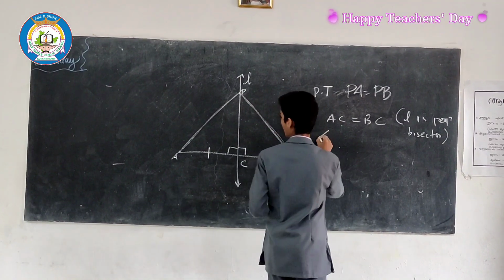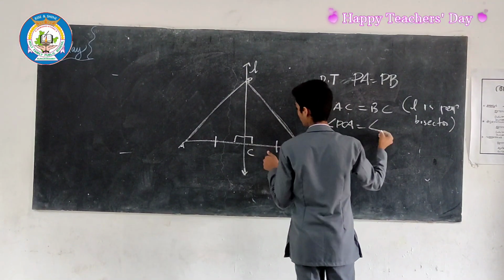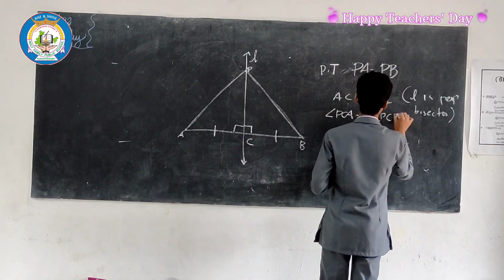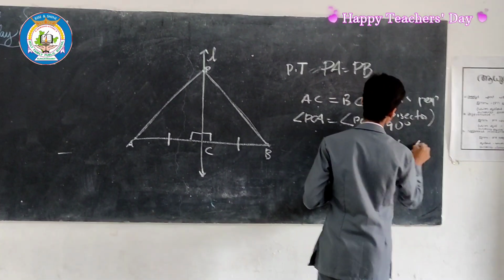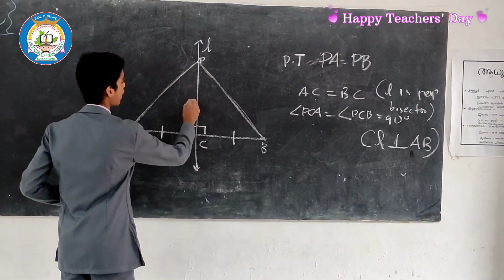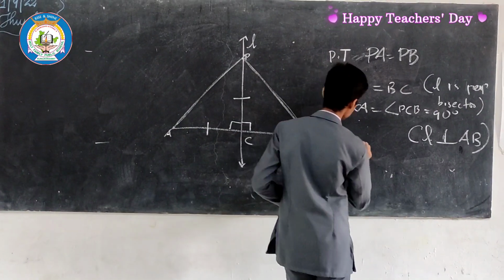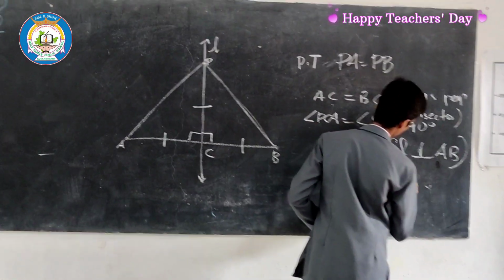So we can write angle PCA is equal to angle PCB, which is equal to 90 degrees. The reason: L is perpendicular to AB. This is the second thing. Now we can find another thing, which is PC is common for both the triangles.